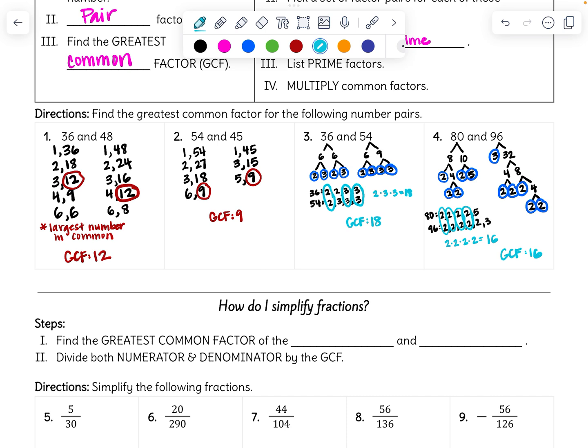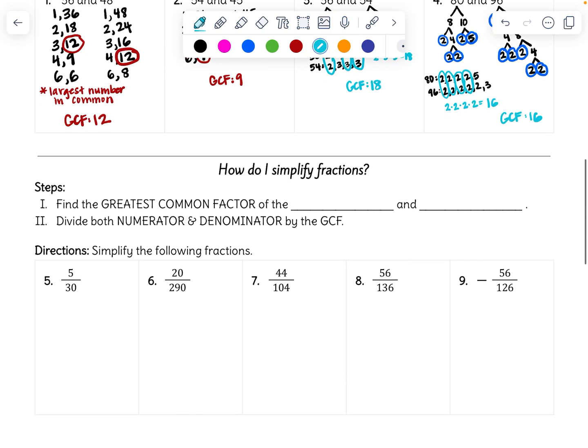So now that we know how to find a greatest common factor for two numbers, we're going to use that to simplify fractions. So find the greatest common factor of the numerator and denominator. The numerator is the top number and the denominator is the bottom number. And then you're going to divide both of those numbers by the GCF.